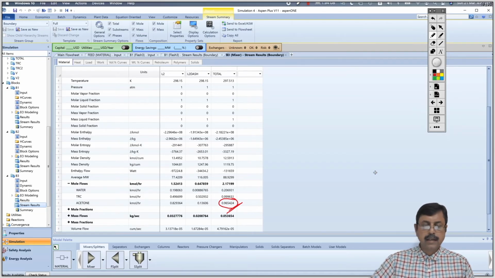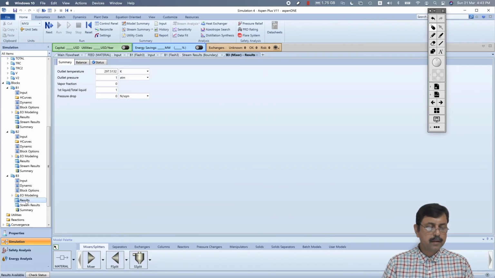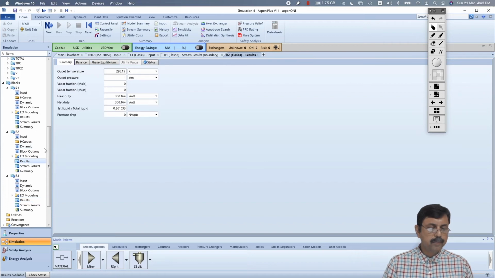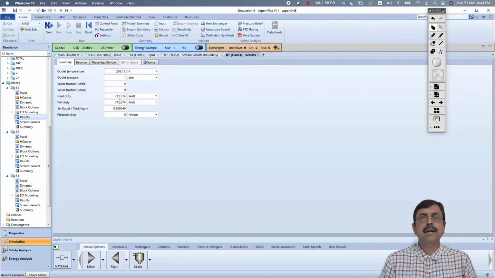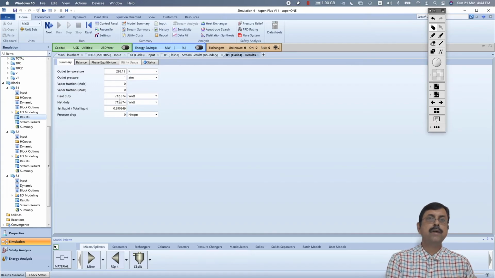And what is the heater duty? So heat duty will be 308 watt and B1 712 watt. So 700 and 800, nearly 1.5 kilowatt. So earlier it was 1 kilowatt, now it is 1.5 kilowatt.